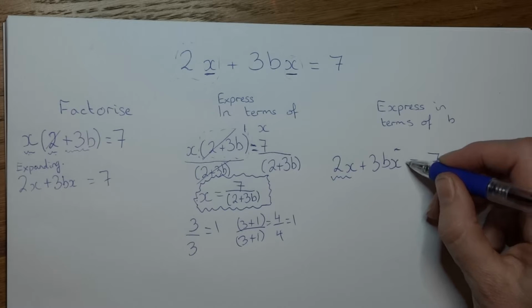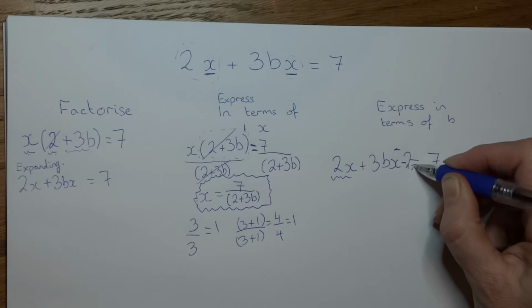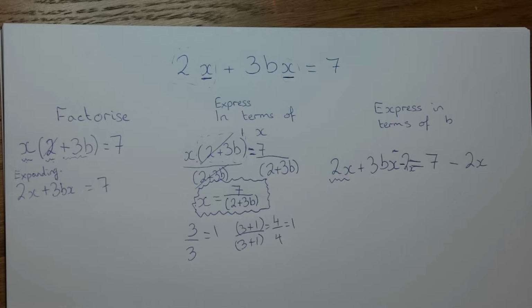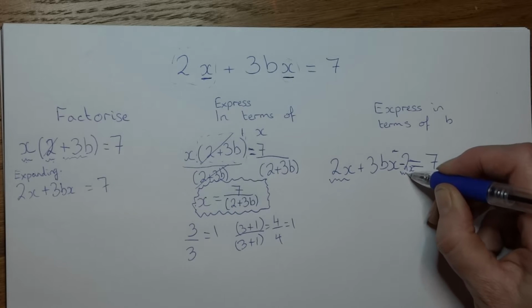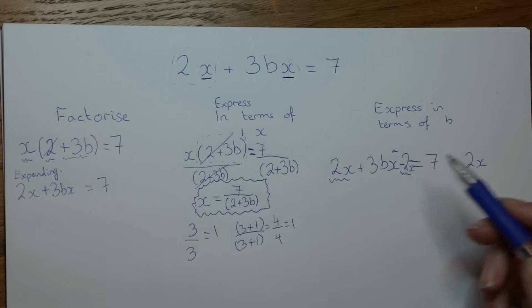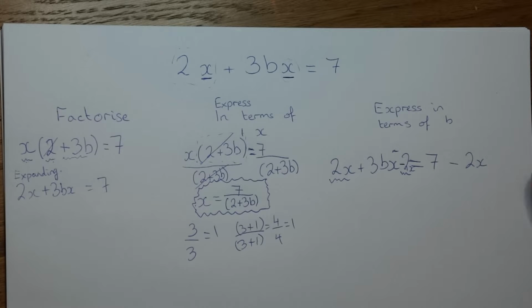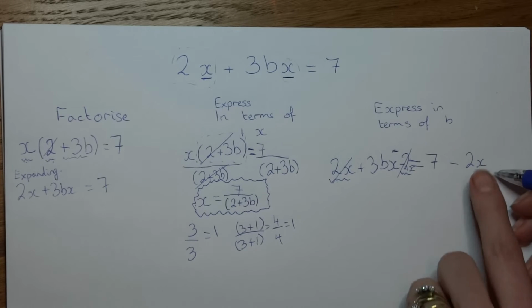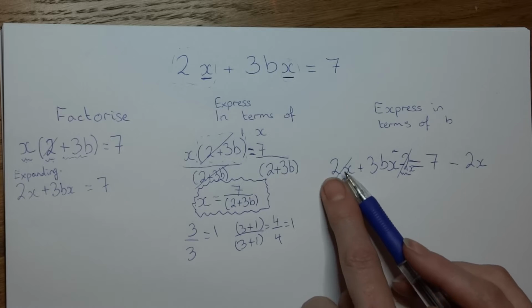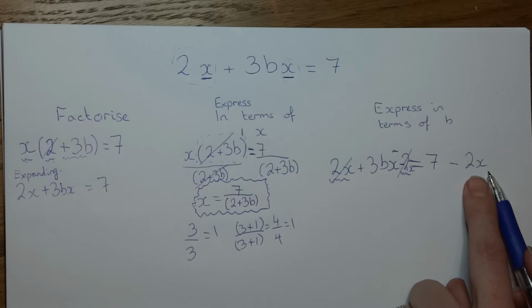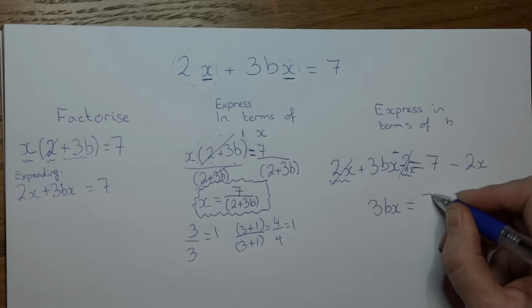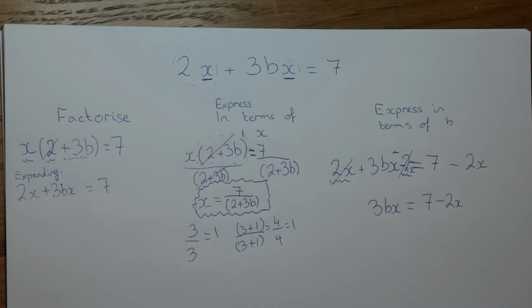Let's make a little bit more space here. I would take away 2x on the left-hand side of the equal sign, and I would take away 2x on the right-hand side of the equal sign. Remember, I'm allowed to do whatever I want as long as I do the same thing to both sides. Now I have 2x minus 2x here. Well, 2x minus 2x is 0. Anything minus itself is 0. So I've effectively got rid of this 2x and put it over to the other side. Notice that the plus 2x on the other side of the equal sign becomes minus 2x. So now I have 3bx equals 7 minus 2x.